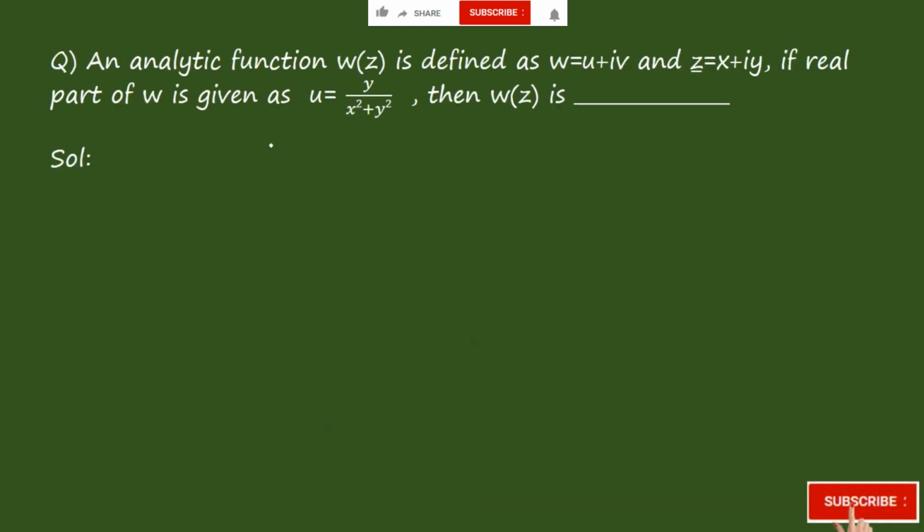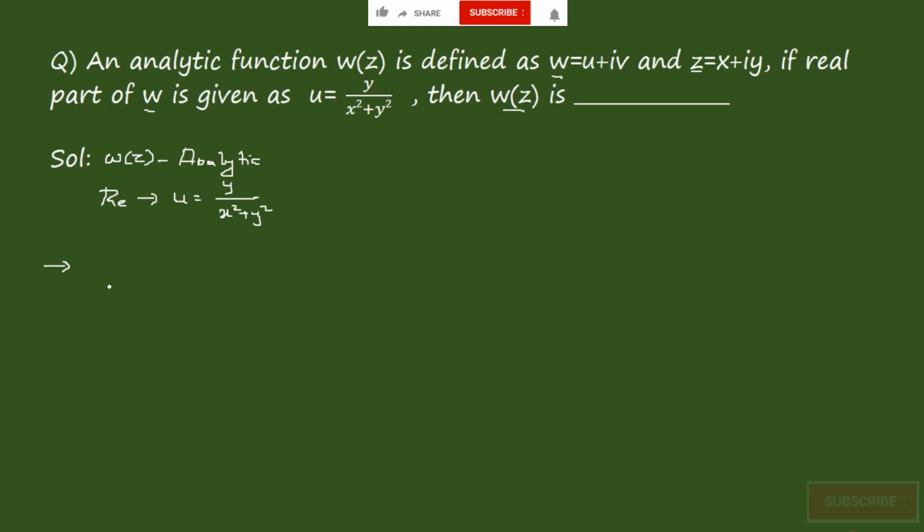Now coming to the question. Okay, the question is: analytic function w of z is defined as w is equal to u plus iv and z is equal to x plus iy. If the real part of w is given as u is equal to y by x square plus y square, then w of z is. So they have given that w of z is analytic, right? Again they are saying the real part of w of z is u, which is equal to y by x square plus y square. Now we have to find the value of w of z.